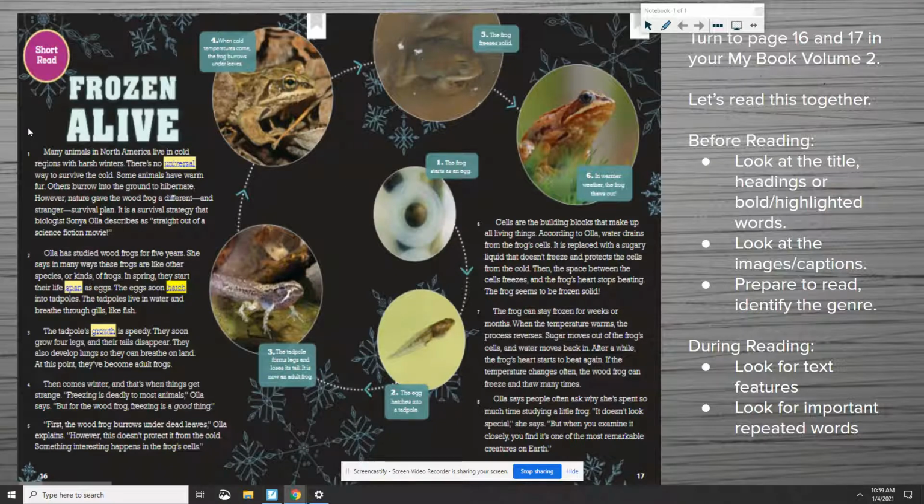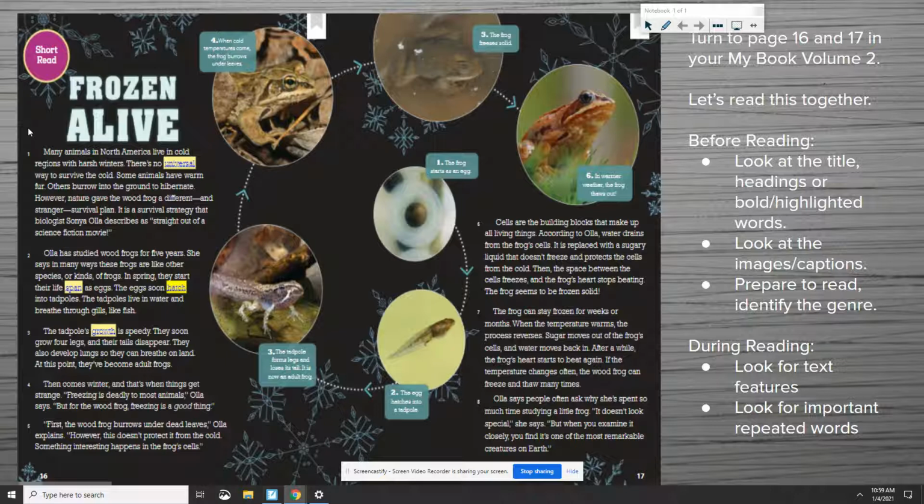So paragraph 6. Cells are building blocks that make up all living things. According to Ola, water drains from the frog's cells. It is replaced with a sugary liquid that doesn't freeze and protects the cells from the cold. When the space between the cells freezes and the frog's heart stops beating, the frog seems to be frozen solid. That is so weird. I agree. It's science fiction. A frog can be frozen.